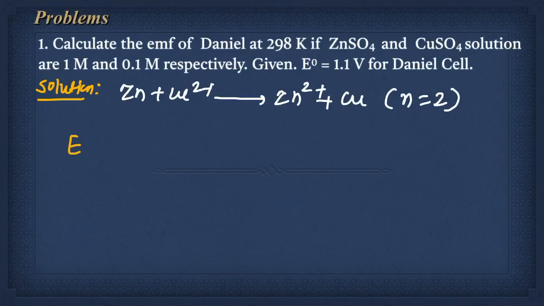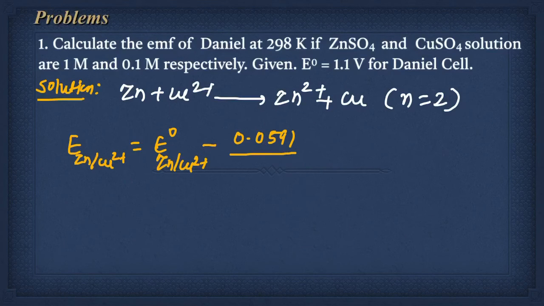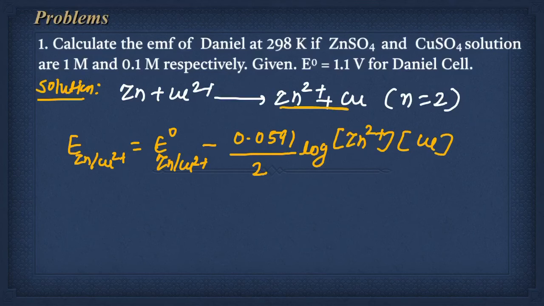E cell, that is zinc oxidation and copper 2+ reduction, is equal to E standard Zn/Cu2+ minus 0.0591 divided by n. What will be the value for n? n is equal to 2. Okay, log of the product concentration, that is Zn2+, so this is the product, divided by the reactant concentration, so this is the reactant concentration, zinc divided by Cu2+.